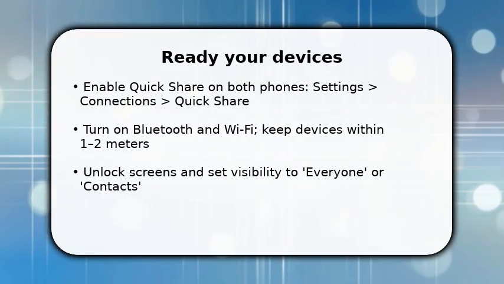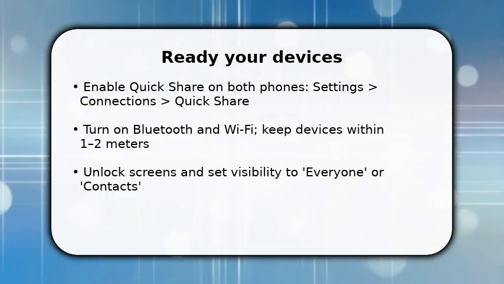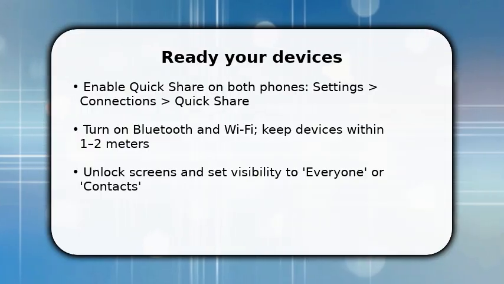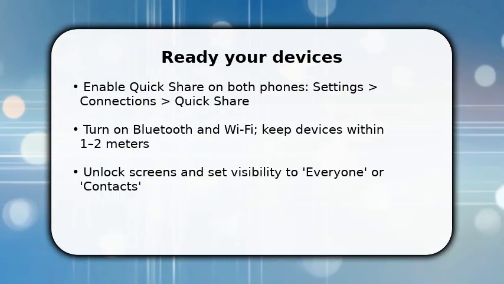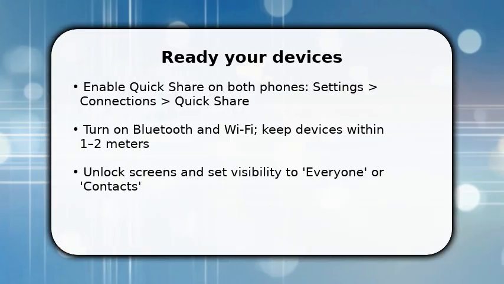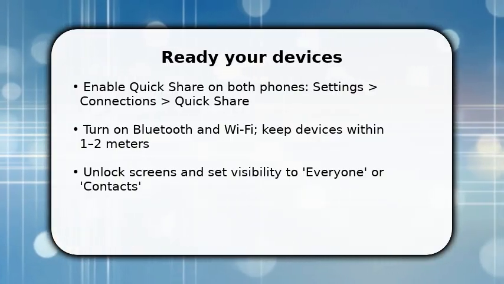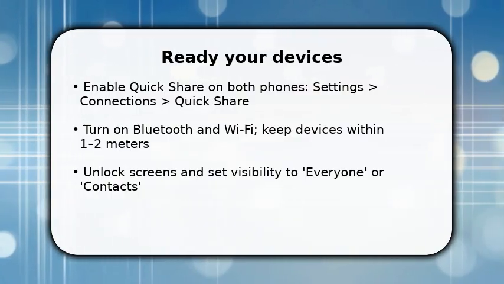You start by preparing both devices so the transfer will be immediate. Turn on Quick Share, Bluetooth, and Wi-Fi and make sure screens are unlocked. This removes permission prompts later. Once done, set visibility to everyone or contacts depending on security. This lets the devices detect each other. Why this matters? Discovery and permissions are the usual blockers.